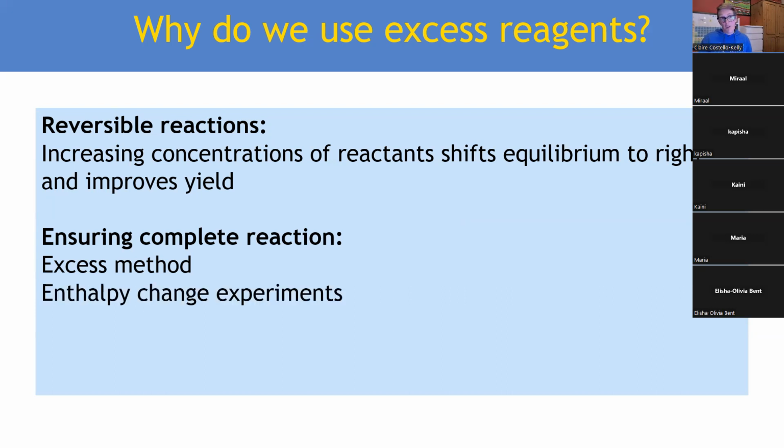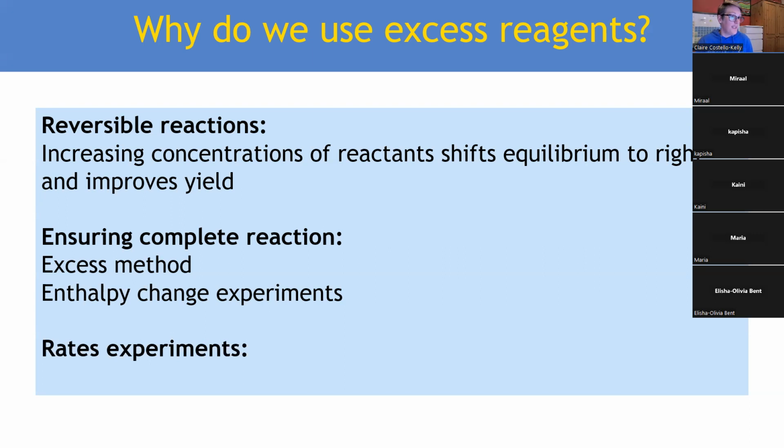The same with energy changes, or enthalpy changes. If I wanted to measure per mole, say, of magnesium that reacts with acid, again, just take an easy example, then I would make sure maybe that I had an excess of acid so that I knew all of the magnesium reacted. So I need to know which one I'm calculating the energy change for.